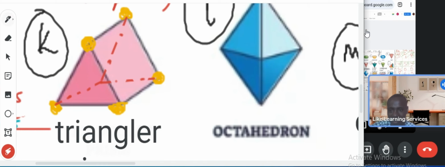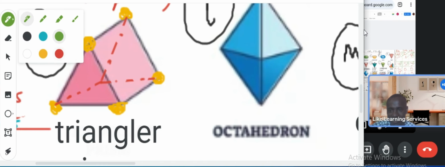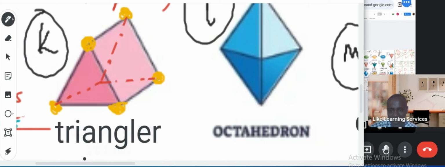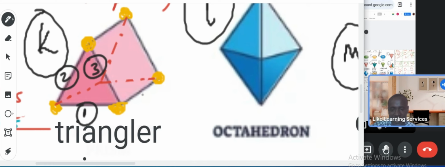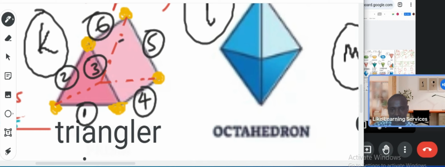Okay, let me count the number of sides now. I'm going to use letters. We have 1, 2, 3. I wrote 6 for sides and 5 for faces. Okay, let me count the sides now to be sure. 1, 2, 3, 4, 5, 6. We have 7. We have 8. We even have 9. You should be careful when you're counting this.